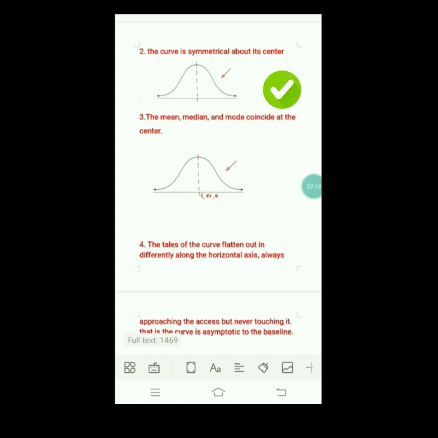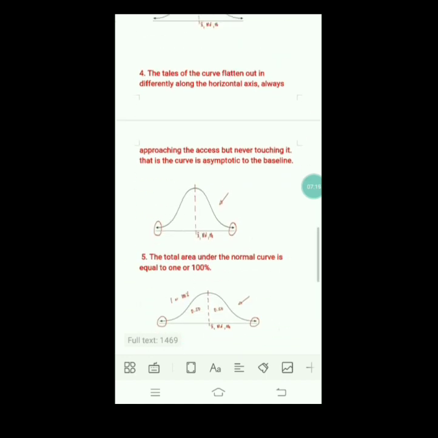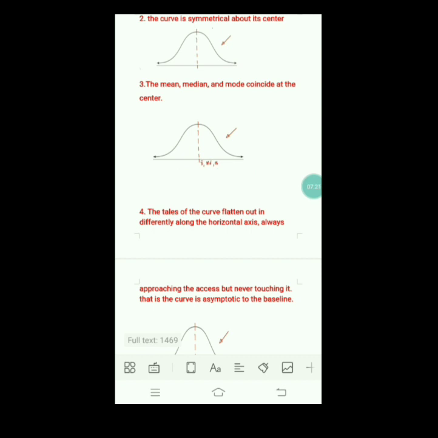And the third one: the mean, the median, and the mode coincide at the center. In this normal distribution, you can see that the mean, mode, and median lie at the center of the normal curve. That is where you see the mode, the median, and the mean. So, that is the normal distribution.